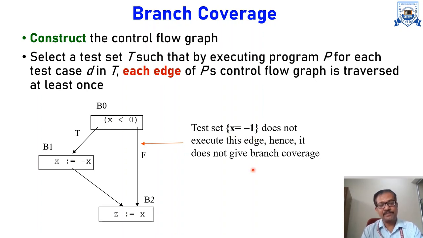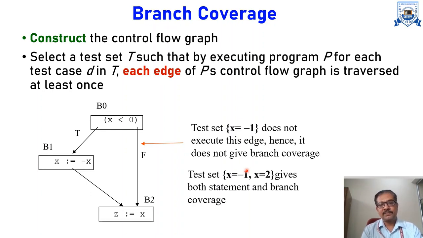But the question is, with this test case value, whether you are achieving branch coverage or not. No, we are not achieving branch coverage, because the false branch here, or this edge, I am not able to traverse. So with this test case x equals -1, though we are achieving statement coverage, we are not able to achieve branch coverage. So we have to update the test case. I am going to add a new value of x here. So I am updating my test set: x equals -1 and x equals 2.